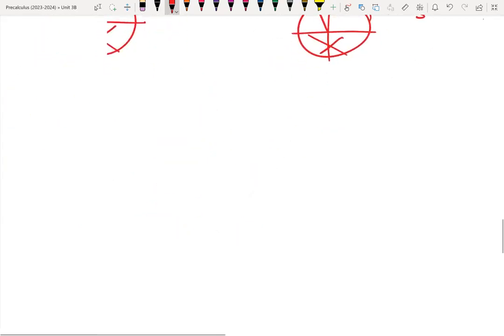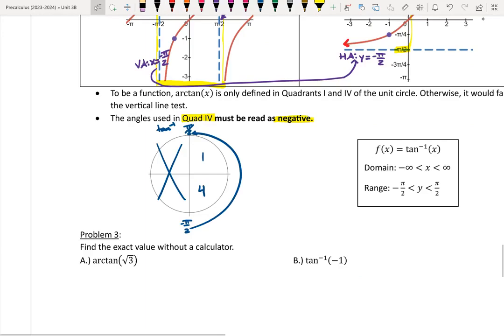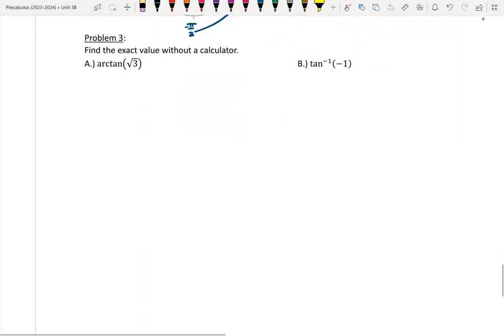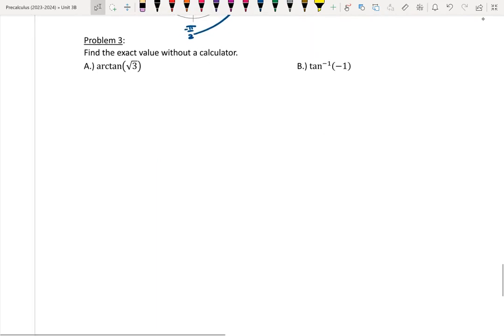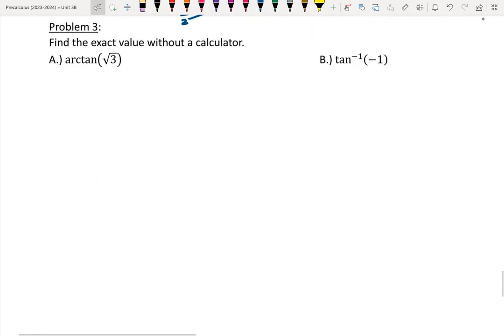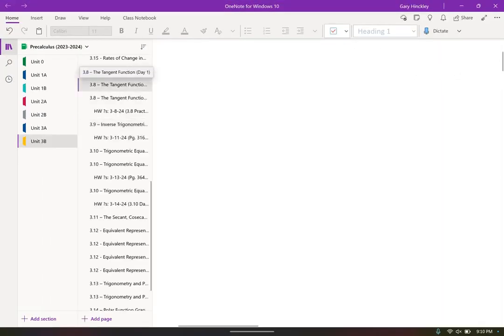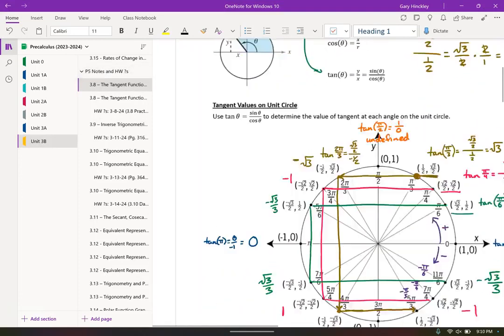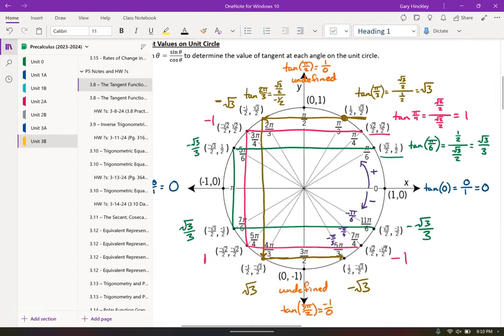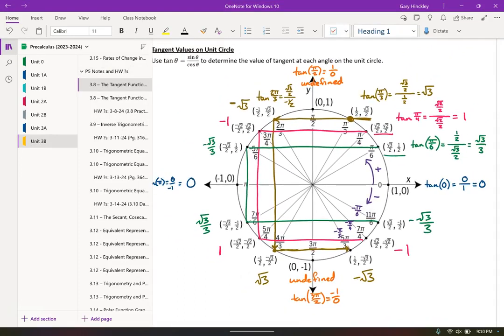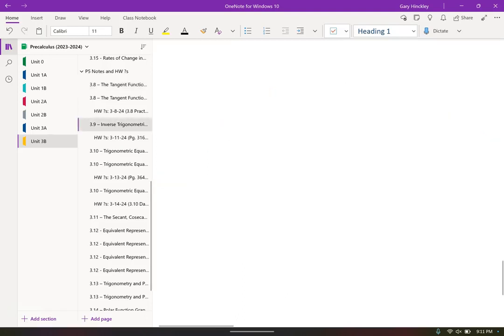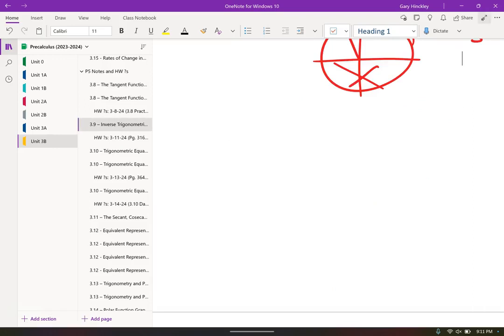All right, let's go ahead and look at a couple tangent examples. So for tangent, we're going to be looking at values of tangent. What can definitely help for this is to go back to our day 1 of 3.8, where we wrote in all the different values of tangent that we have here. And hopefully you went ahead and started adding these to your unit circle, because that will definitely help in this type of problem here.